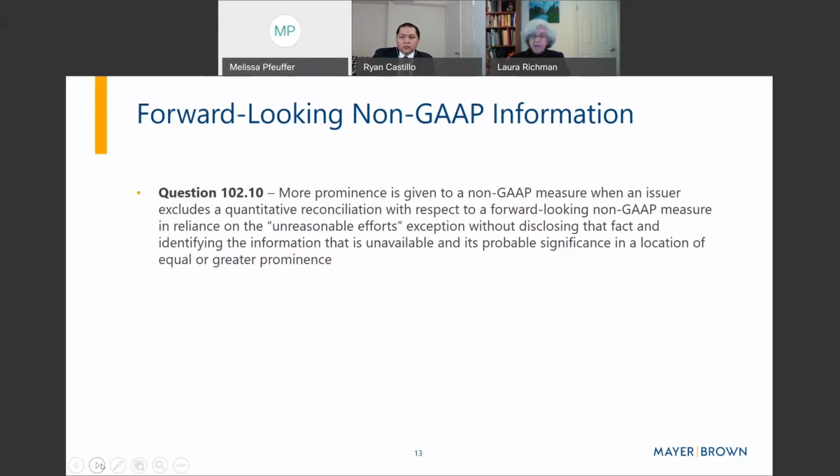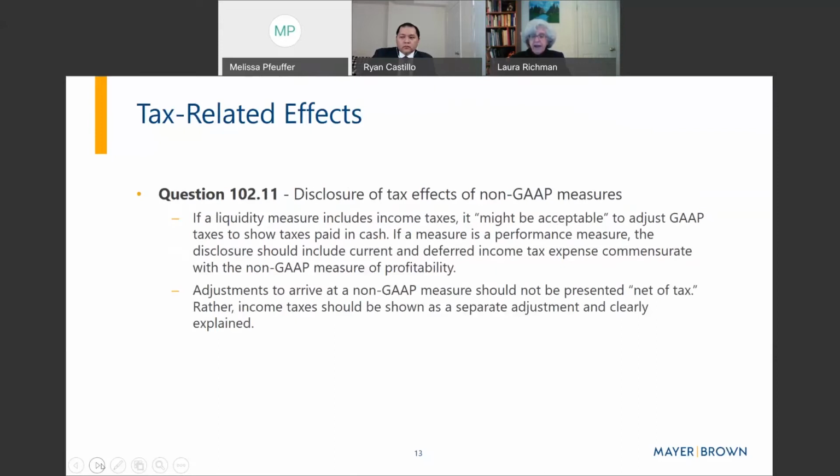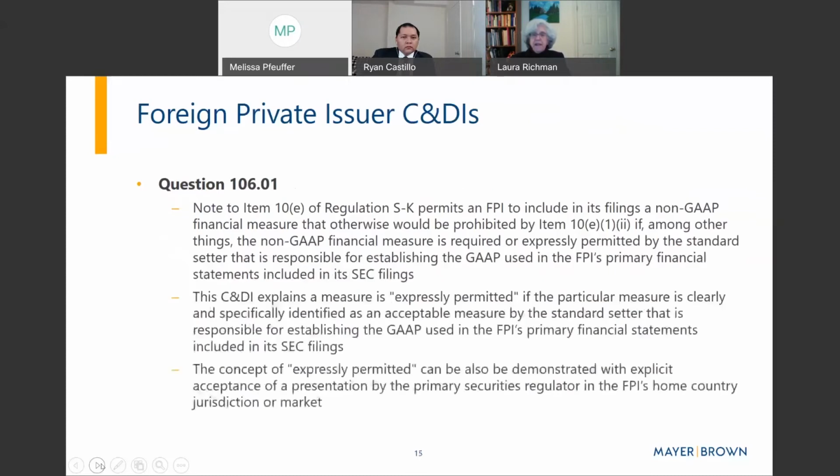Slide 14, please. Similarly, there's guidance on tax effects as to when it might be acceptable to adjust for GAAP taxes, and noting that the adjustments to arrive at the non-GAAP measure should not be presented net of tax. Next slide, please, 15. There are several C&DIs that relate to foreign private issuers.